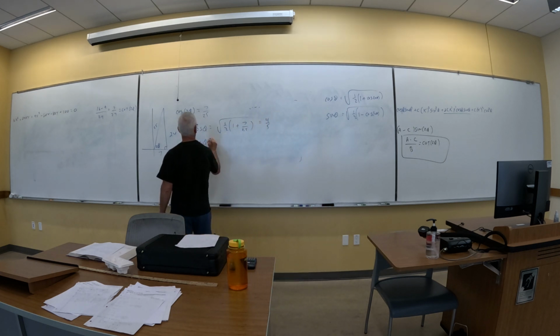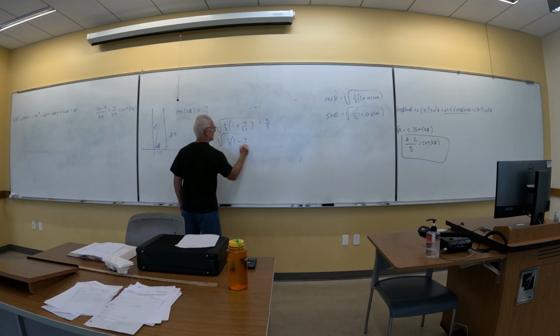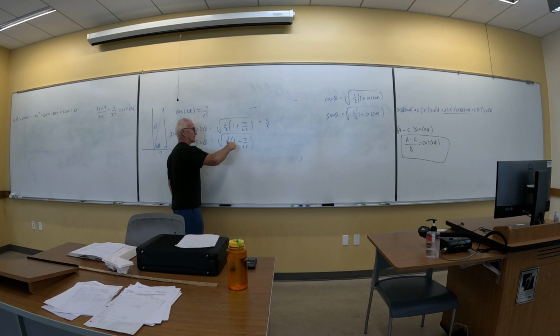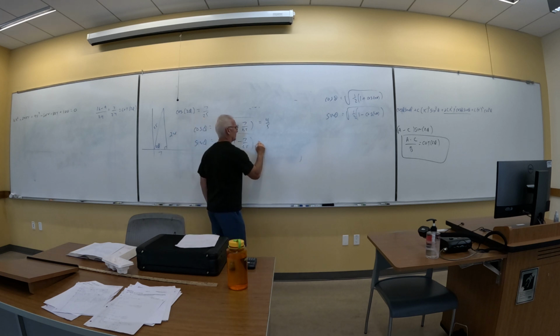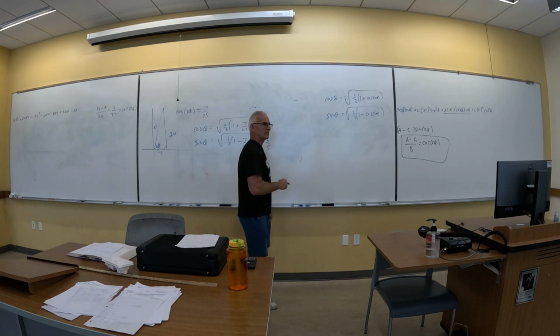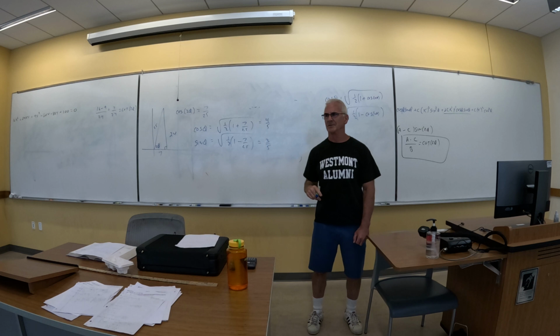How about the sine of phi? Well, that should be 1/2 of 1 minus 7 over 25. Would that be 25 minus 7, or 18 over 25? Half of that's 9 over 25, and the square root of that is 3/5. Oh, it's a 3, 4, 5 right triangle, isn't it?